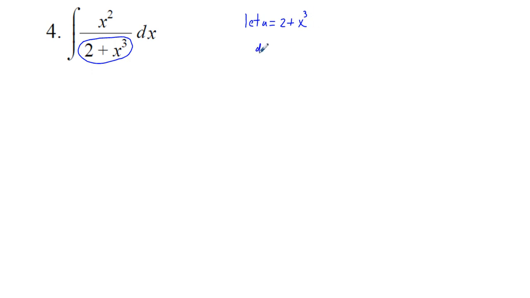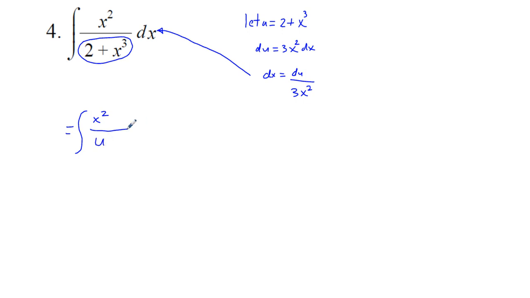And so taking the derivative of both sides, we have du is equal to 3 x squared dx. And solving for dx, we have dx is equal to du over 3x squared. And so we'll be able to replace now this dx. And working below, we have the integral of x squared over u times dx, which we're substituting du over 3x squared.